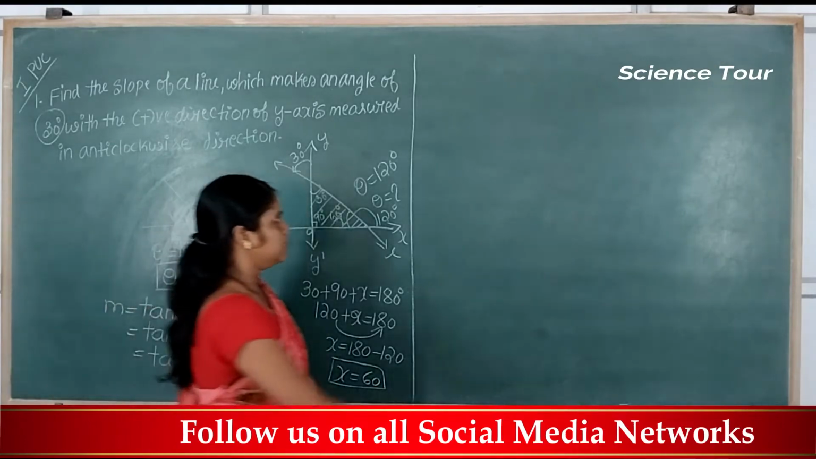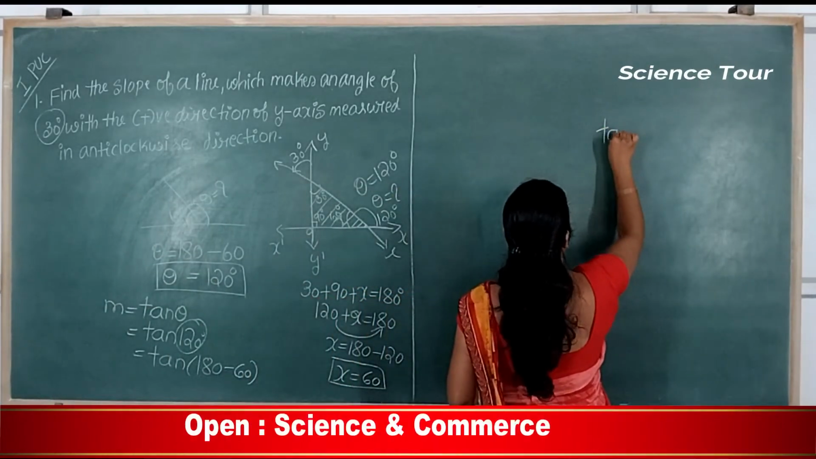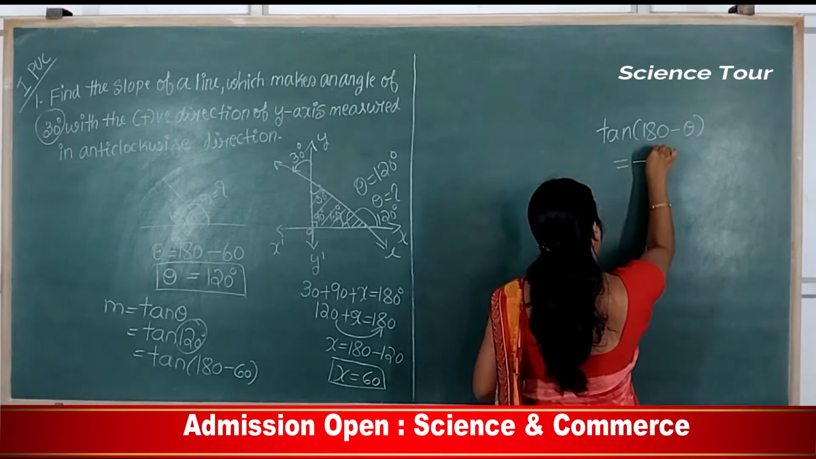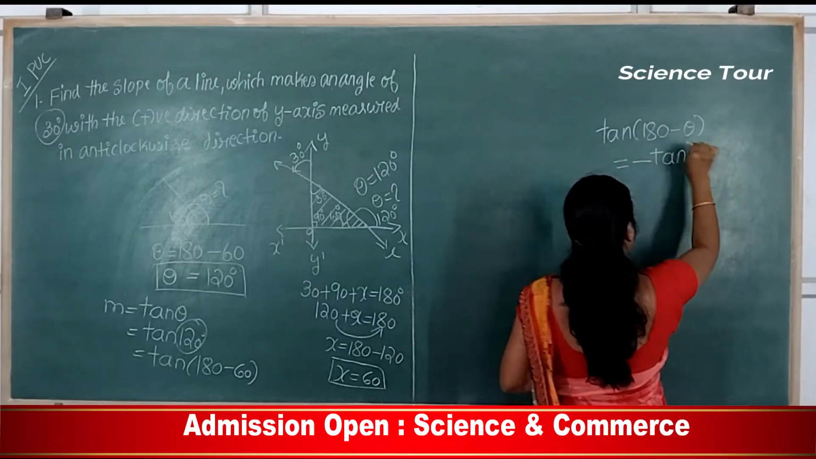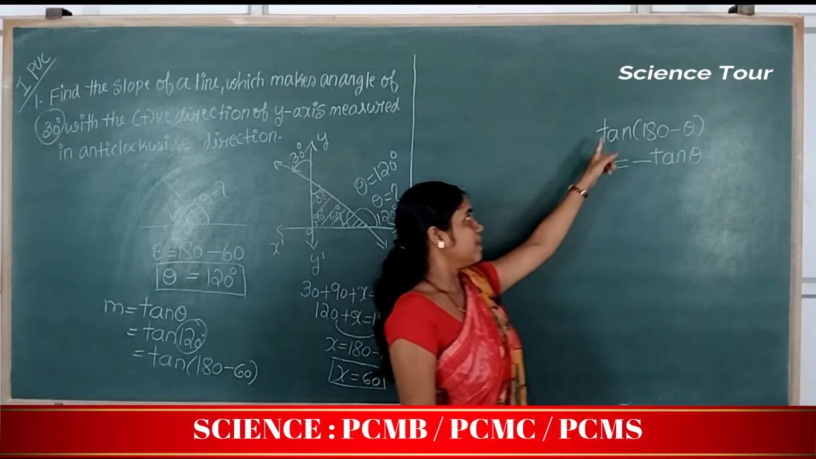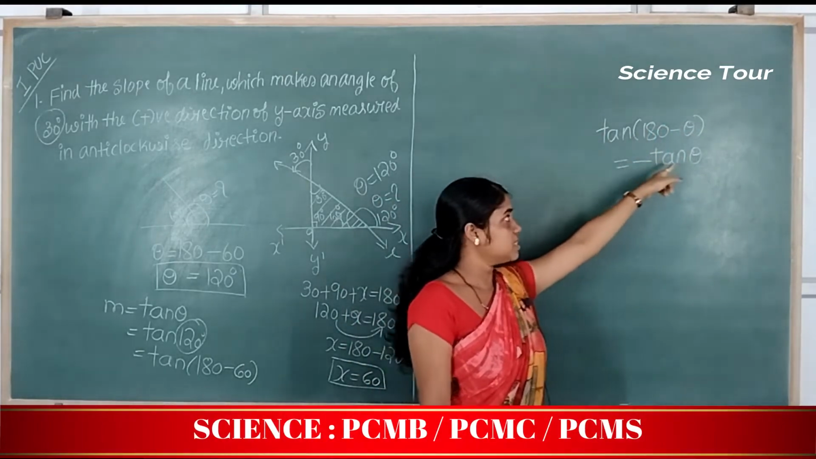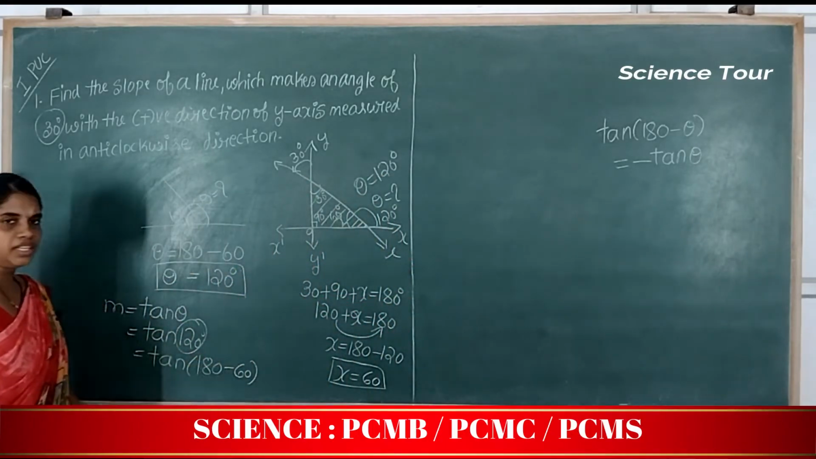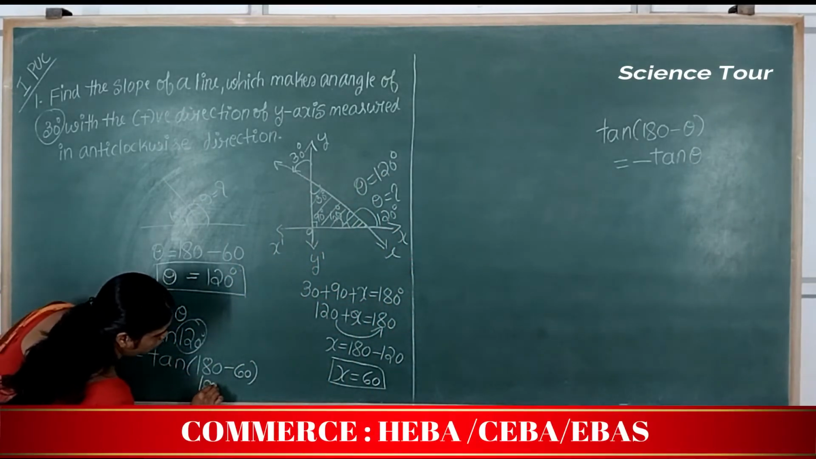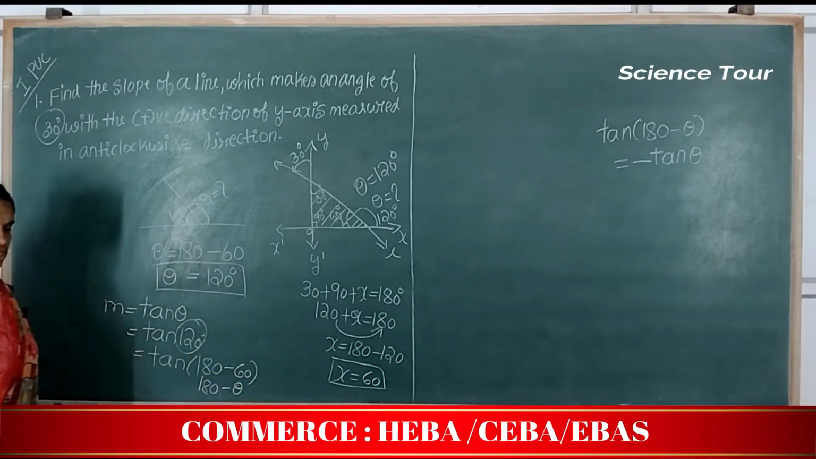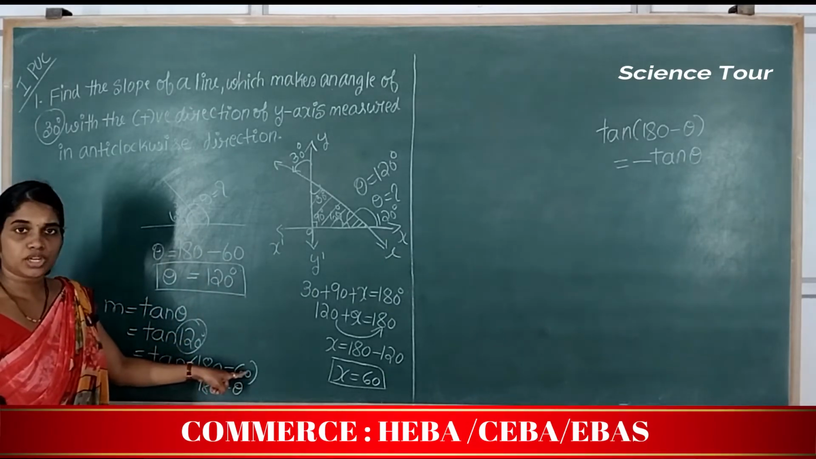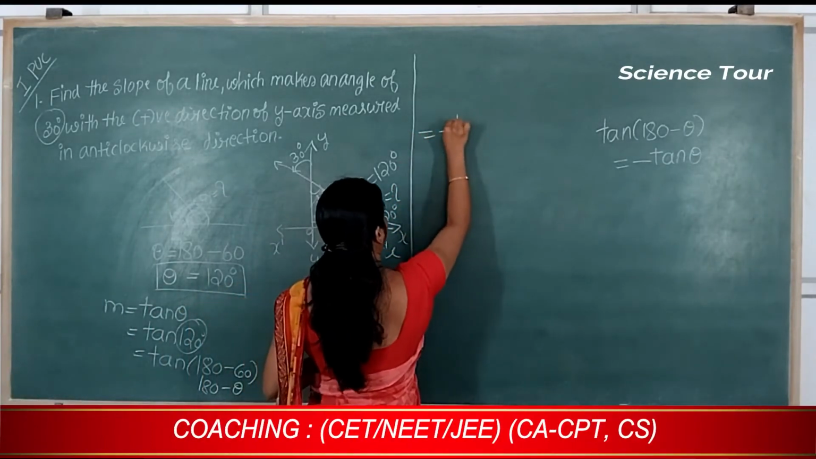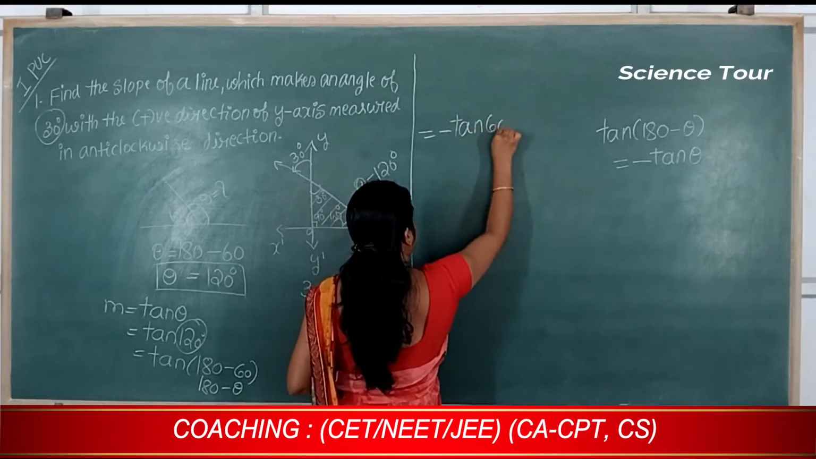Okay, we know that tan(180 minus theta) equals how much? Minus tan theta, isn't it? You have studied this formula. Tan(180 minus theta) is equal to minus tan theta, right? So tan(180 minus 60 degree) is of the form 180 minus theta. In the place of theta, which number do you have? 60, isn't it? So it will be equal to minus tan 60 degree.